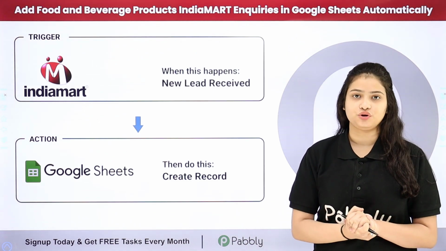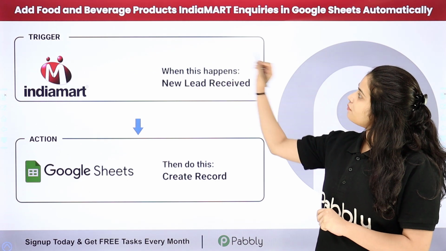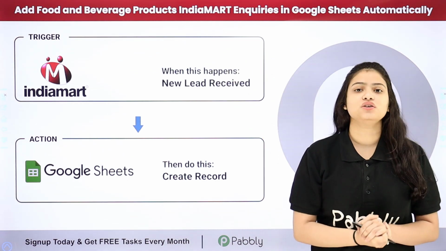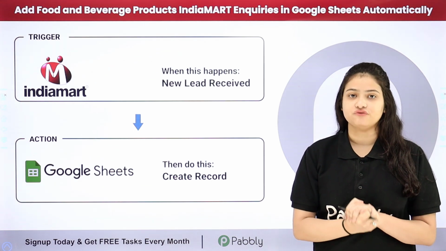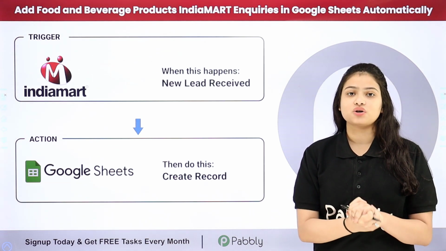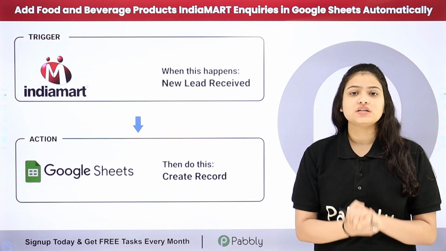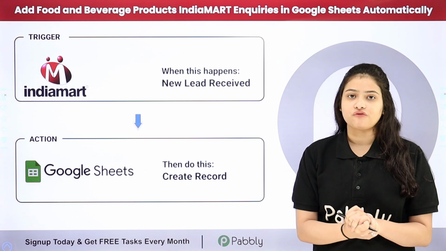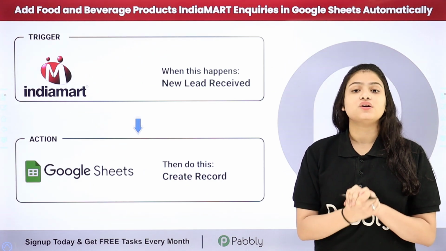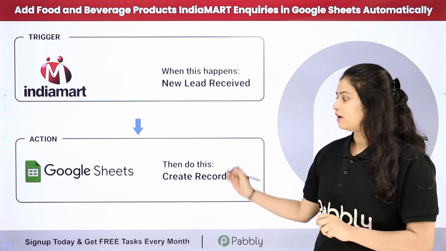In this video, we are going to learn how to add food and beverage products IndiaMART inquiries in Google Sheets. So I am managing a company which specializes in beverages and food, and I have listed my products on IndiaMART. Now my objective is that whenever I receive a new inquiry from a lead related to pricing, offers, etc. related to my company, then automatically the record should be created in my Google Sheets.